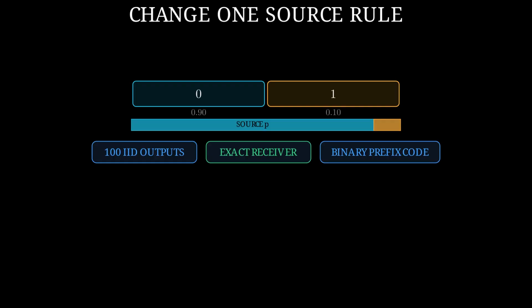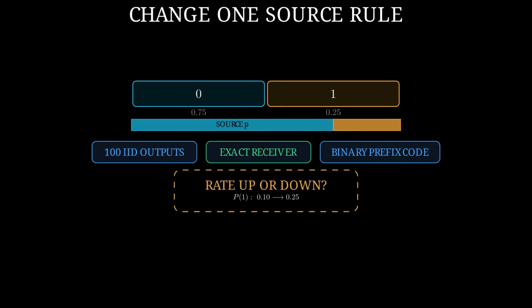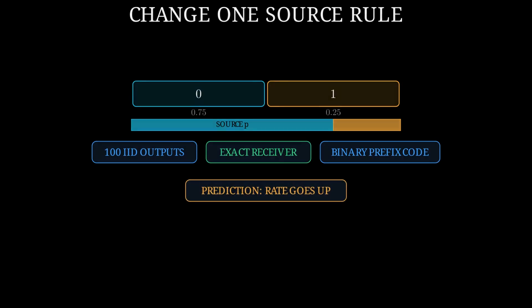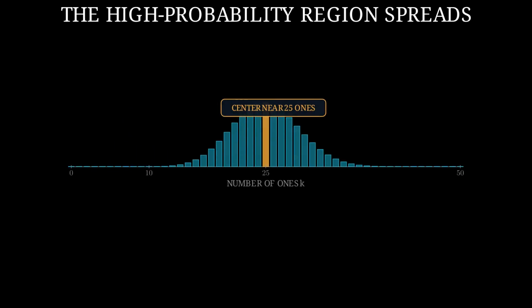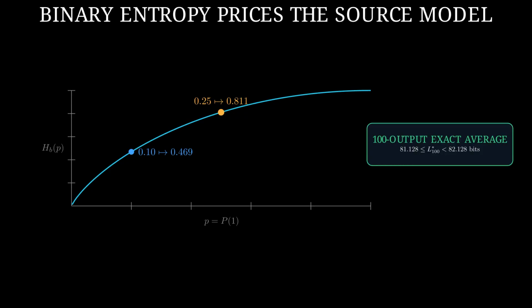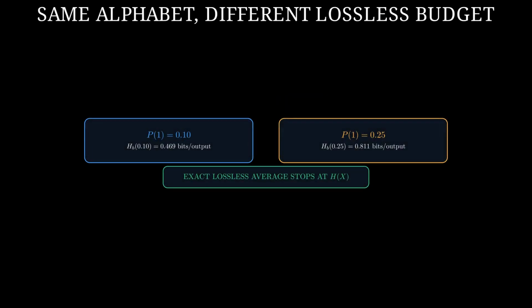Change only the probability of 1 from 1/10 to 1/4. Should the best achievable rate move up or down? It should move up. Ones are less rare, so the source is harder to predict, and the high probability region should contain more sequences. That prediction is correct. The likely compositions spread around 25 ones instead of 10. On the binary entropy curve, the rate rises from about 0.469 to 0.811 bits per output. For 100 outputs, the exact prefix average is at least 81.128 and below 82.128 bits. The alphabet never changed. The probability model changed, so the number of likely distinctions changed.